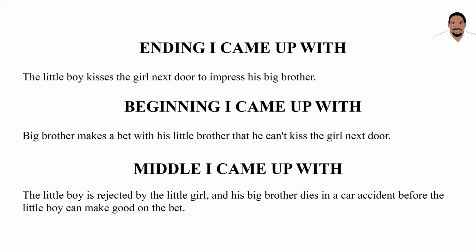So we have a bet that the little boy, his little brother, can't kiss the girl next door. In the end, he kisses the girl. So we can use the middle to be a bit of a twist, okay, to make it more interesting.